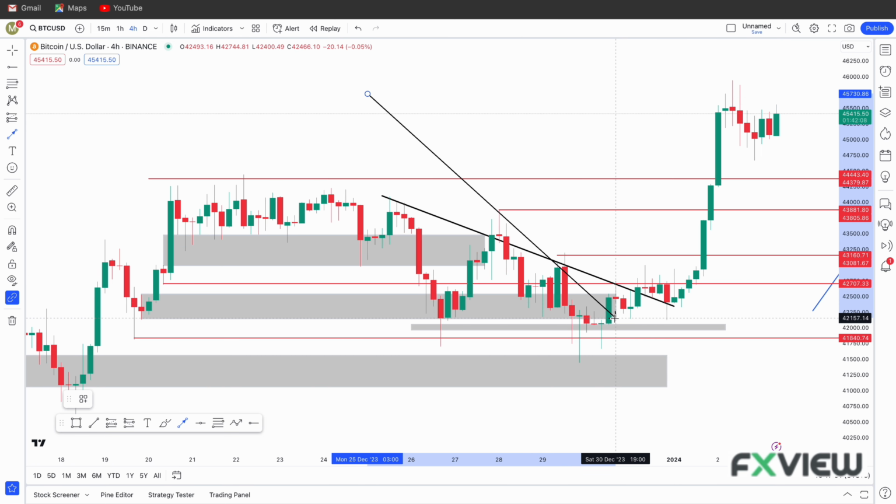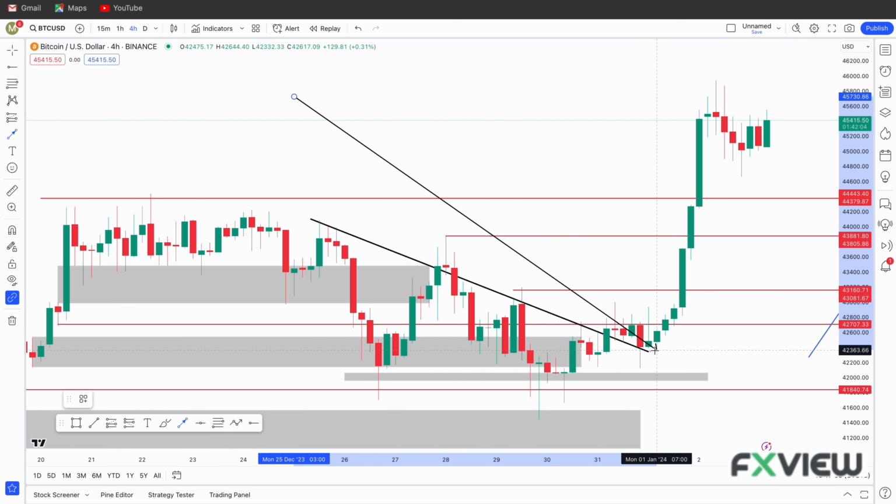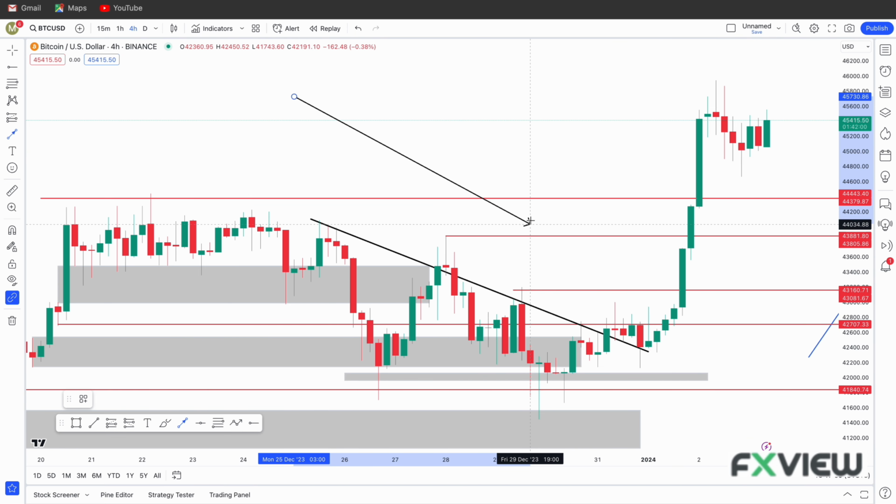You can see. Now the other thing we had is price broke this trend line and retested it, as you can see, and then after pumped up to the upper side, taking out liquidity here, liquidity there, liquidity there.